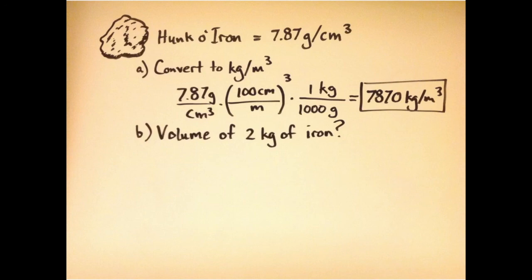All right, now what about the volume of 2 kilograms of iron? For this, you need to remember your density formula from, seems like ages past. Density is mass divided by volume. Okay, so we can plug in our density, all right, and we can plug in our mass, and we'll get this. Now, the next step, of course, is solve for the volume.